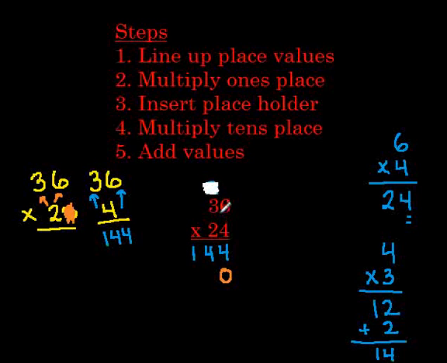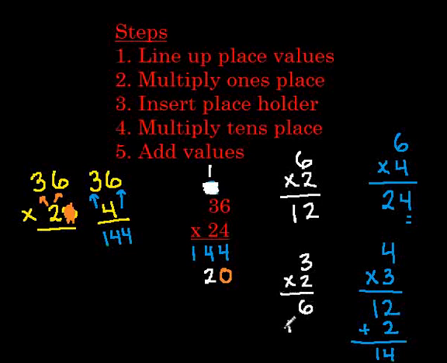2 times 6, or 6 times 2, order doesn't matter, that's 12. Where I write the 2 and carry the 1 to the next place. And now 2 times 3 is 6, but I carried a 1 over, so I'm going to add that. And so 6 plus 1 is 7, so a 7 comes down. And so I multiplied the ones place, which was the 4, and then I multiplied the tens place, which is the 2. And now the last step says to add everything up.